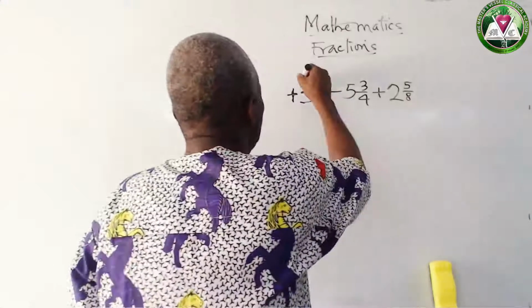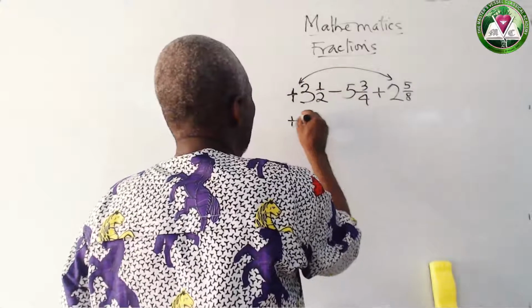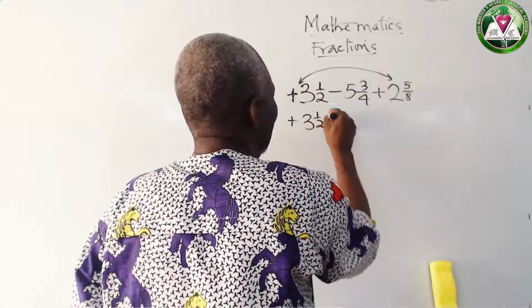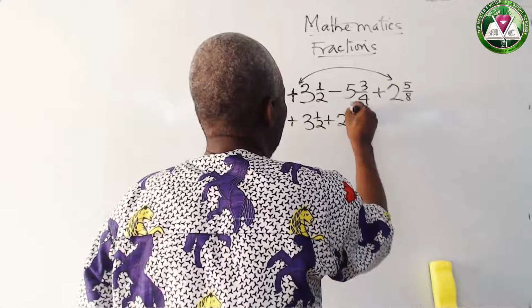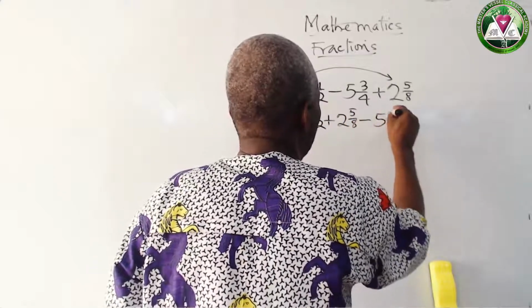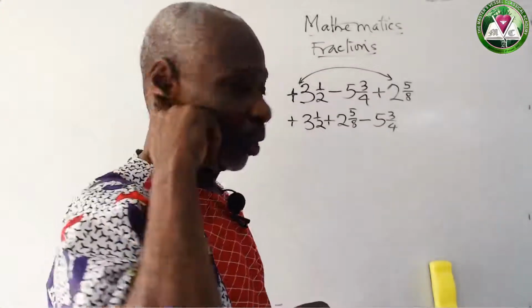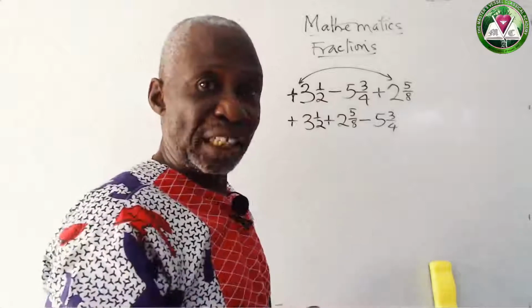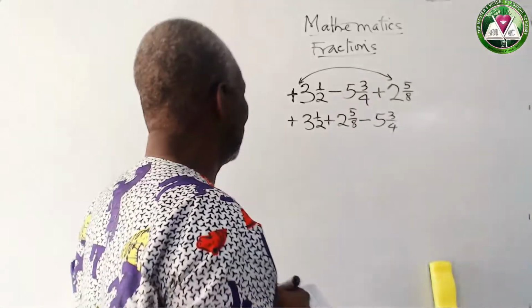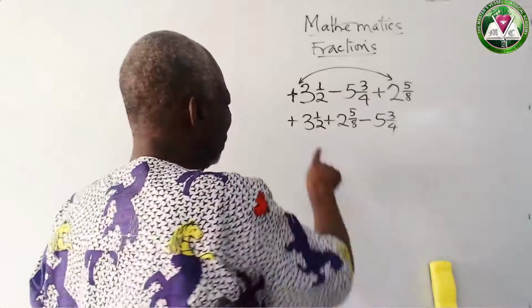So the two of you will come together. So we have plus 3.5 plus 2 whole number 5 over 8. After that, minus 5 whole number 3 over 4. That is how it's supposed to be done. Otherwise, you put yourself in trouble. Attach the sign that is missing. So we can now add the whole numbers and do the subtraction.